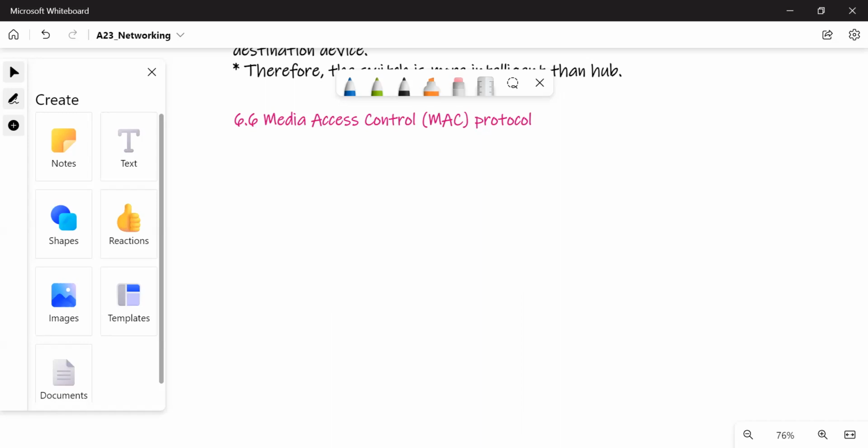Now, after finishing that, we are also going to look at how the transmission happens, how data is transmitted between devices, the techniques, right? So that is the main part.